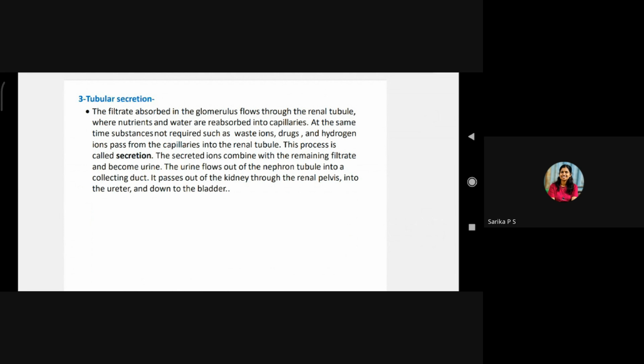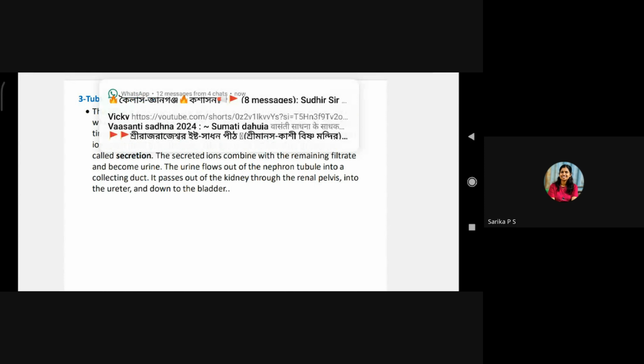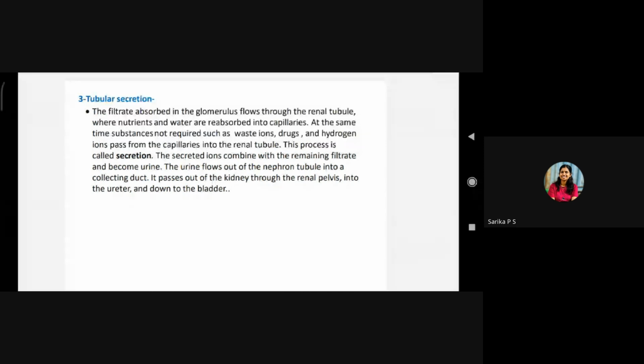So there is an exchange in that area, where in the proximal, distal, and loop of Henle portions, capillaries are not only taking essential things from the tubule, the capillary is also releasing some unwanted things. And what are those? Waste ions, drugs, and hydrogen ions. And this process is called secretion. The secreted ions combine with the remaining filtrate and become urine.